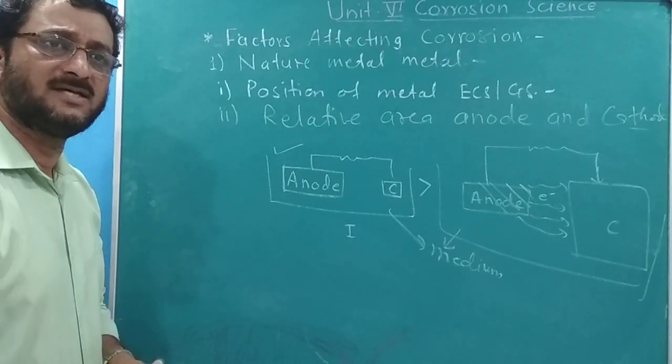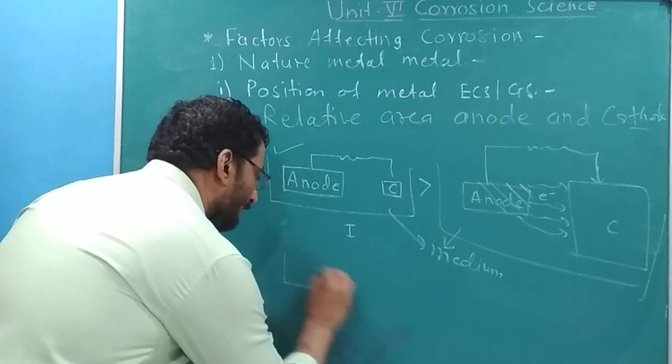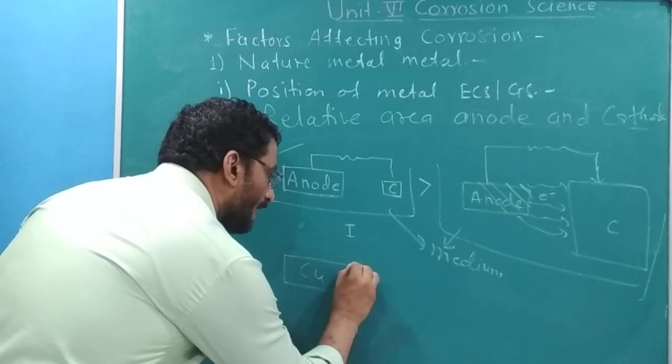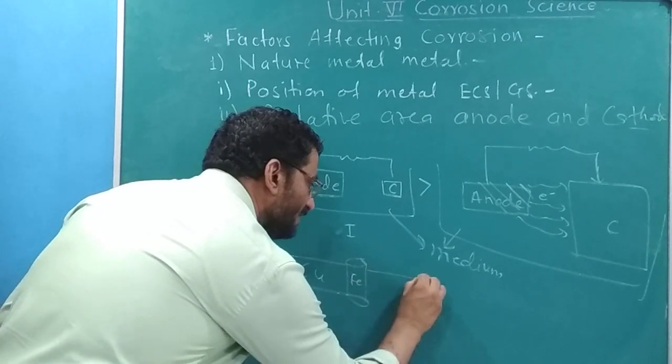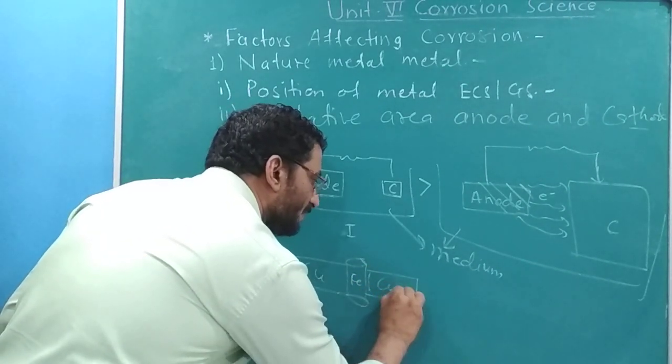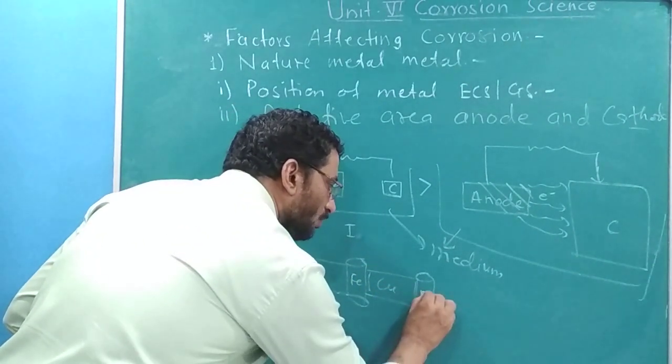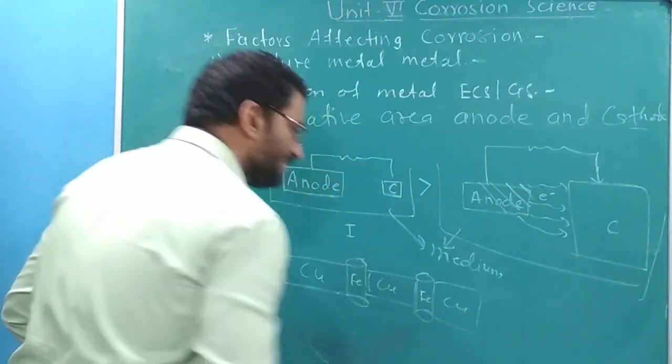What type of questions will they ask? What will happen when copper sheets are joined by iron nails? The question will be: this is Fe, these are the nails, and we have joined this with copper sheets. These are again iron nails, and so on. This is copper sheets. What will happen in this case?